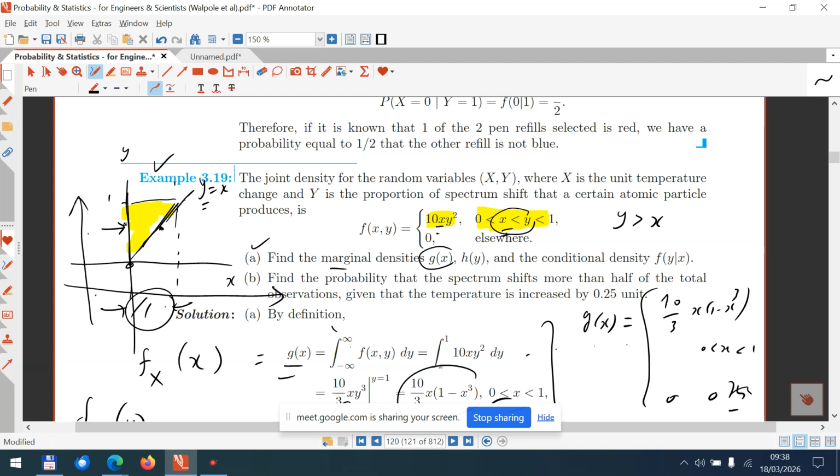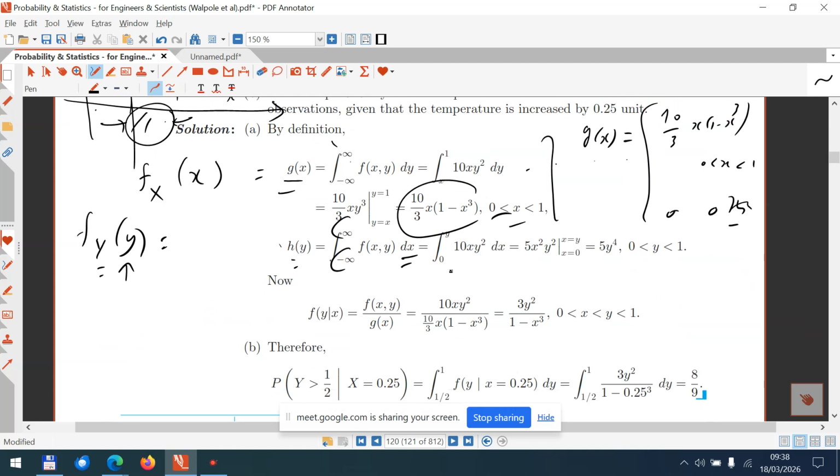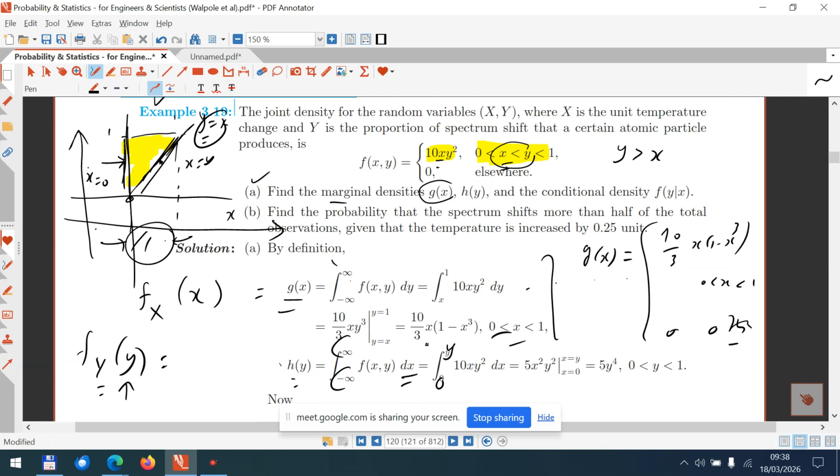On this line, x is equal to 0, and on this line, x is equal to y, right? x is equal to y. So the upper limit is y, and the lower limit is 0, right? This is something which you will recall from multivariable calculus as well.